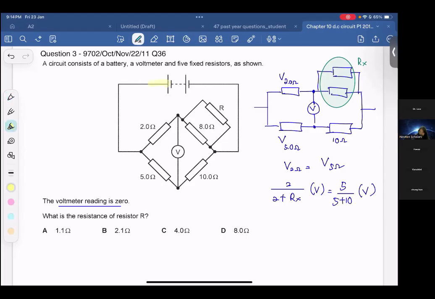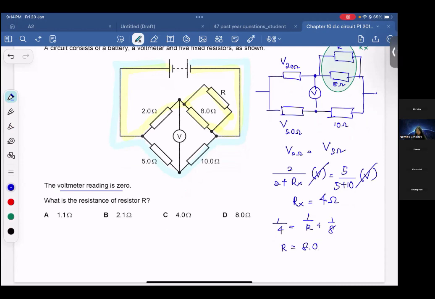So boys and girls, you look at me. Now I'm comparing this path and this path. So here, the EMF can cancel out. At the end, you do your mathematics, and you should get the answer 4 ohm. This Rx is 4 ohm. So here is 8 ohm. What is your R? So 1 over 4 total equals 1 over R plus 1 over 8. Continue, and you will get your answer.